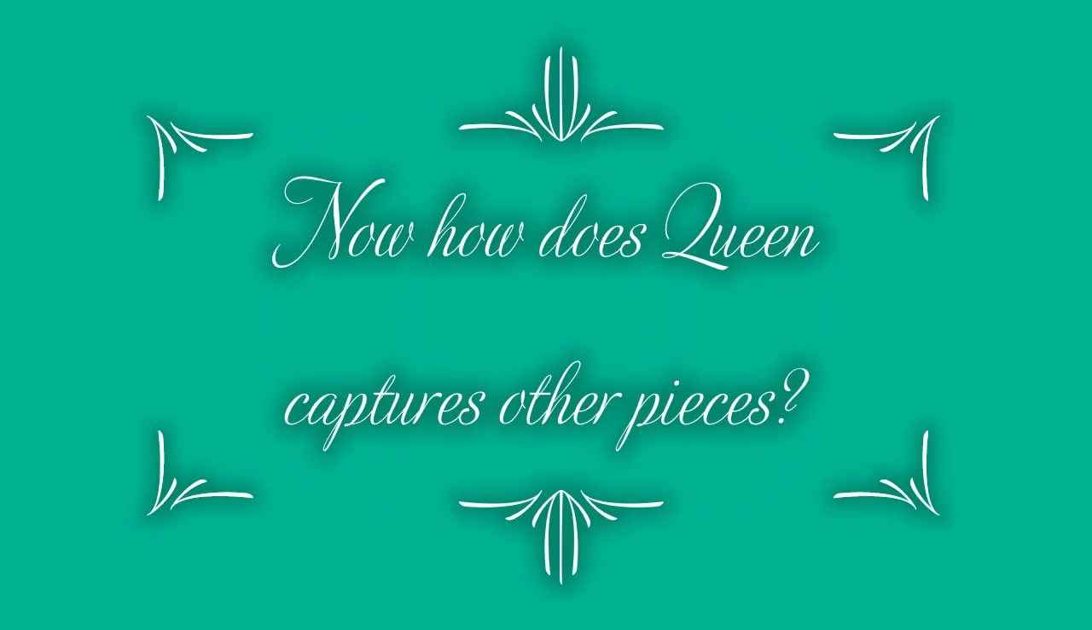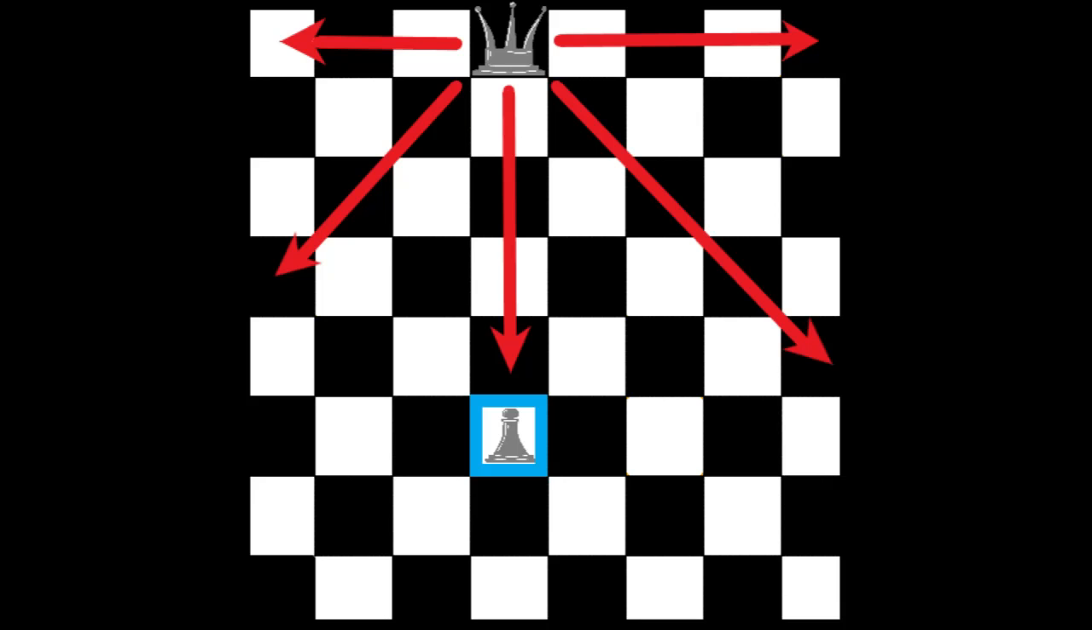Now how does the queen capture the pieces? As we all know, the queen moves in all directions with infinite squares. So similar to the rook and bishop, any piece that is in the sight of the queen can be captured and the queen can again take the position of the captured piece.